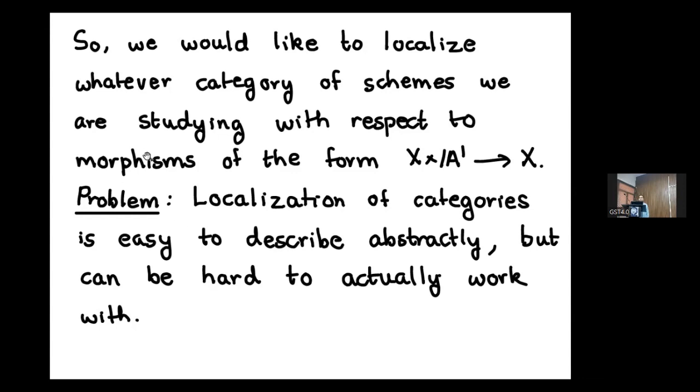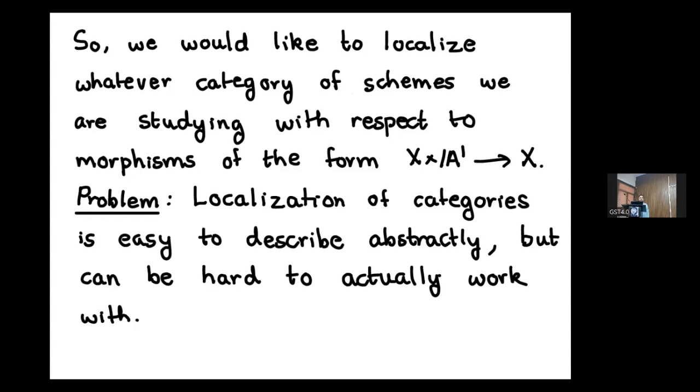So whatever category of schemes we are using, we would like to look at morphisms of the form X cross A^1 to X. These should be morphisms. This is what we want. And in principle, I could just say that and stop.